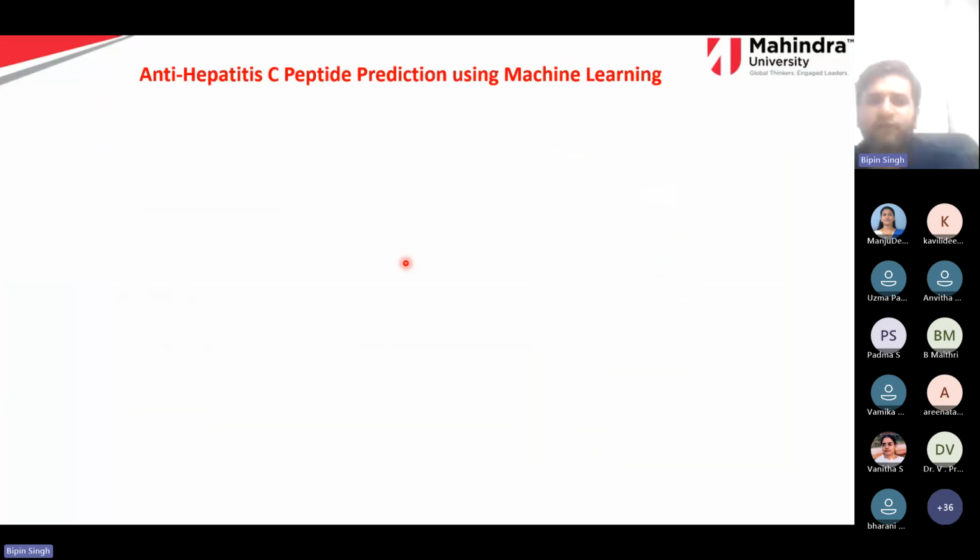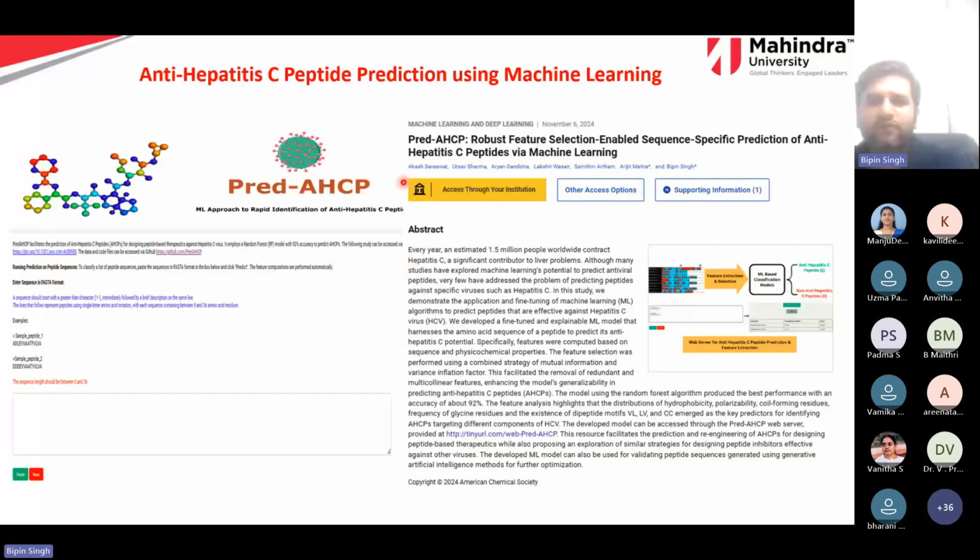Okay, so I'm not going into much detail. These are some of the work from my lab. We have developed an ML-based server for screening peptides against hepatitis C virus, and this came out recently in an American Chemical Society journal. This server is openly available, and if you want to read how we developed this model, I can share the paper with you.